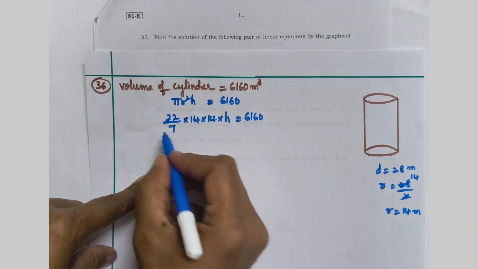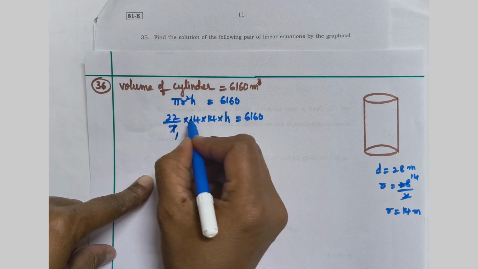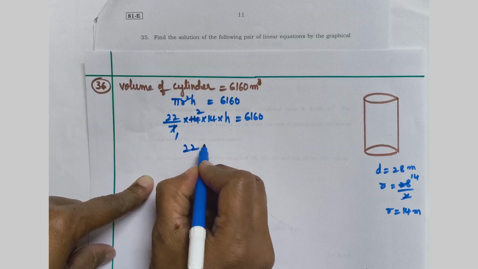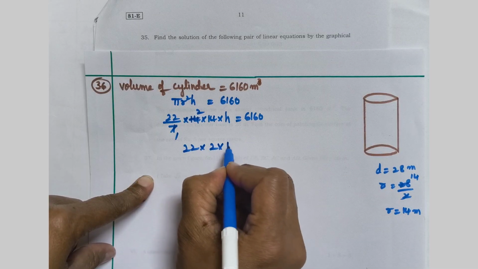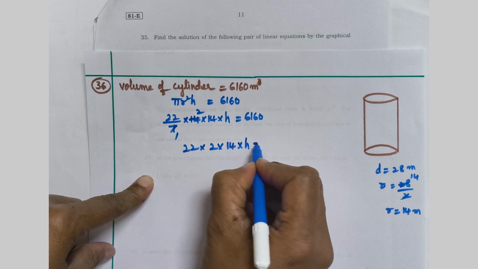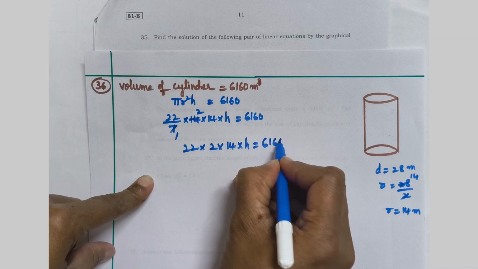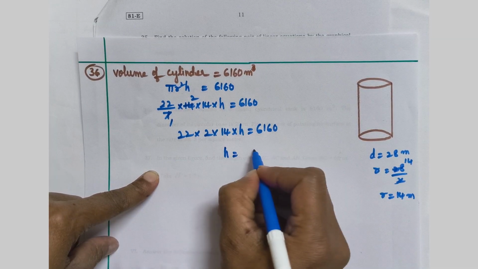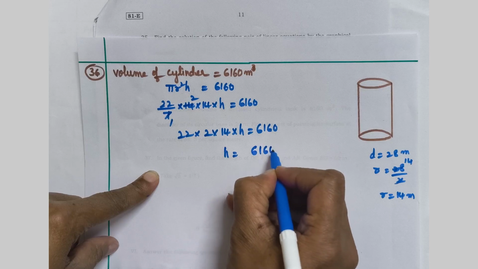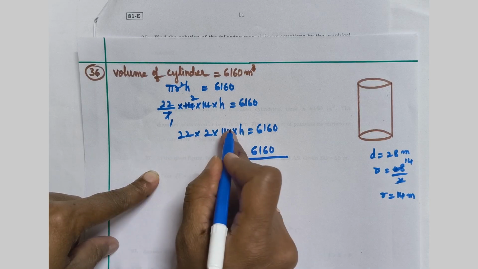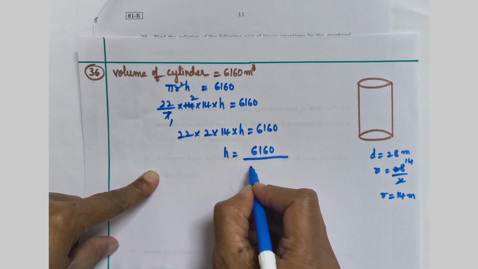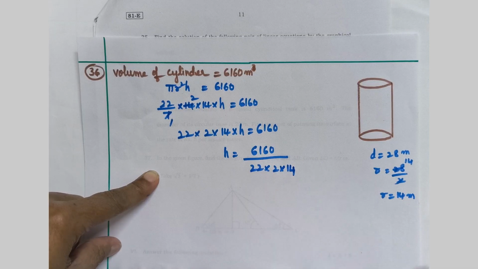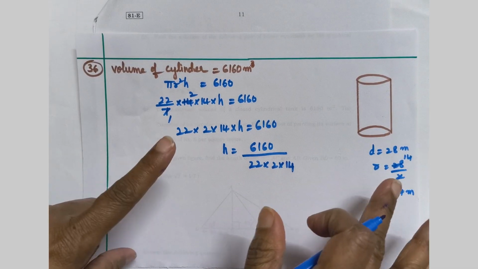Here, is any cancellation possible? See here, 7 ones are 7, 7 twos are 14. So what remains? Write it: 22 into 2 into 14 remains, into h is equal to 6160. So h, the remaining we will send to that side. h is equal to 6160. After the equals sign, it becomes a division. So write here 22 into 2 into 14. Any cancellation chances are there?